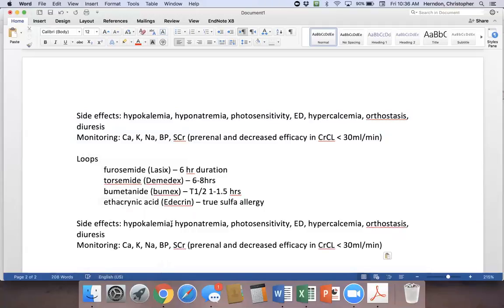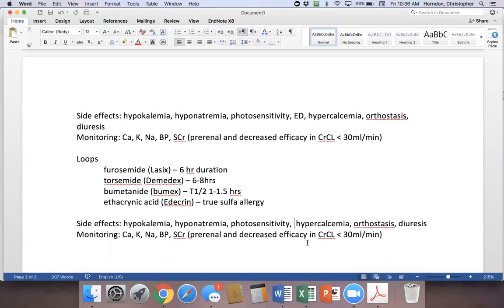All right, side effects. Hypokalemia, yes or no? Yes. Hyponatremia, yes or no? Yes. Photosensitivity, yes or no? Can. Erectile dysfunction, yes or no? No? I have no idea. I don't know. Look it up. Hypercalcemia, yes or no? No.